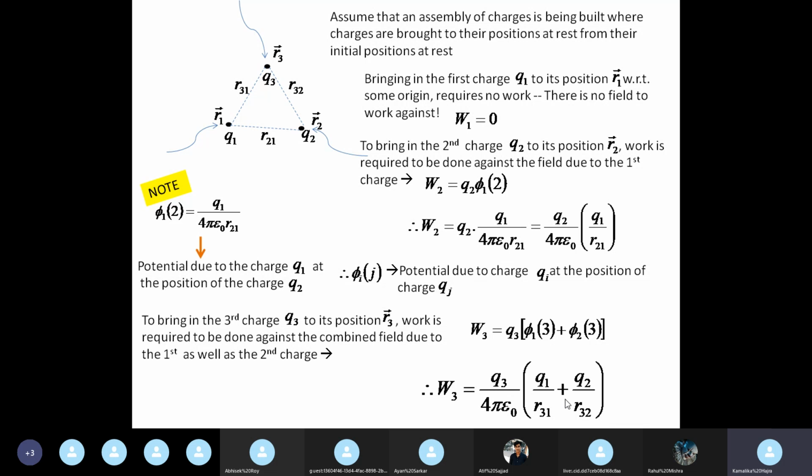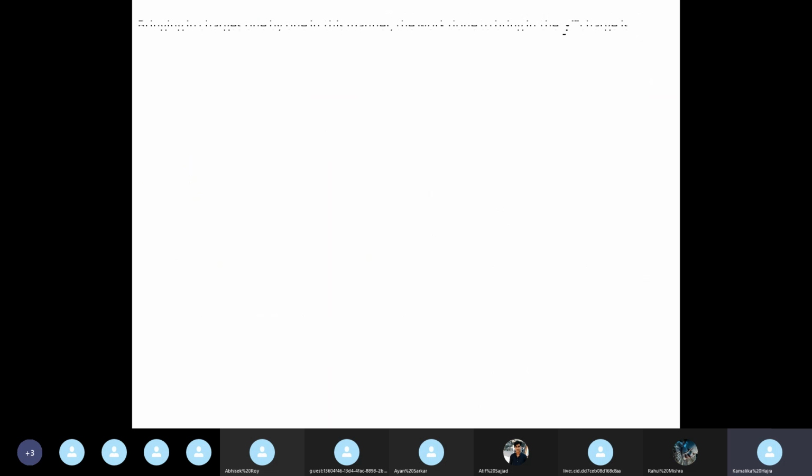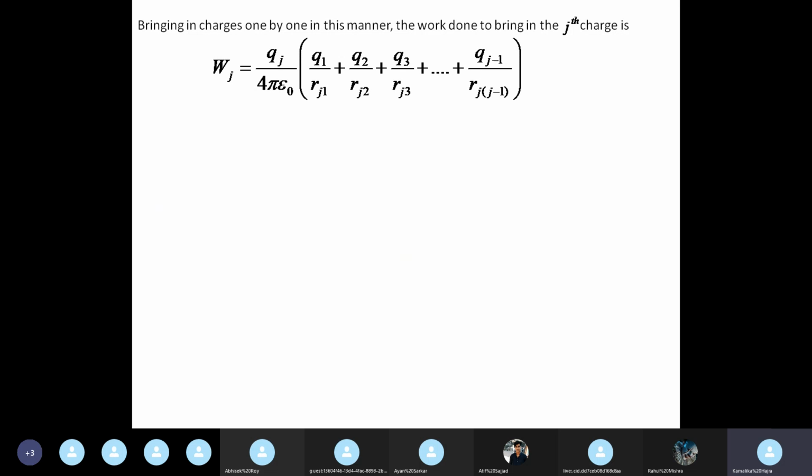Following the same notation, in this manner I can bring in any number of charges to assemble them near each other, one by one. Before bringing in the jth charge, you have already placed j minus 1 charges. So the work done Wj is Qj by 4 pi epsilon naught, Q1 by Rj1 plus Q2 by Rj2 plus, and so on, up to Qj minus 1 by Rj(j minus 1).